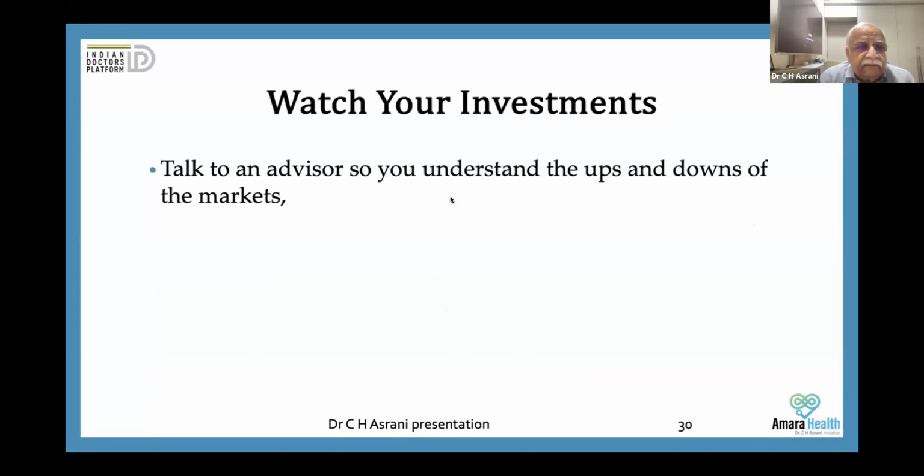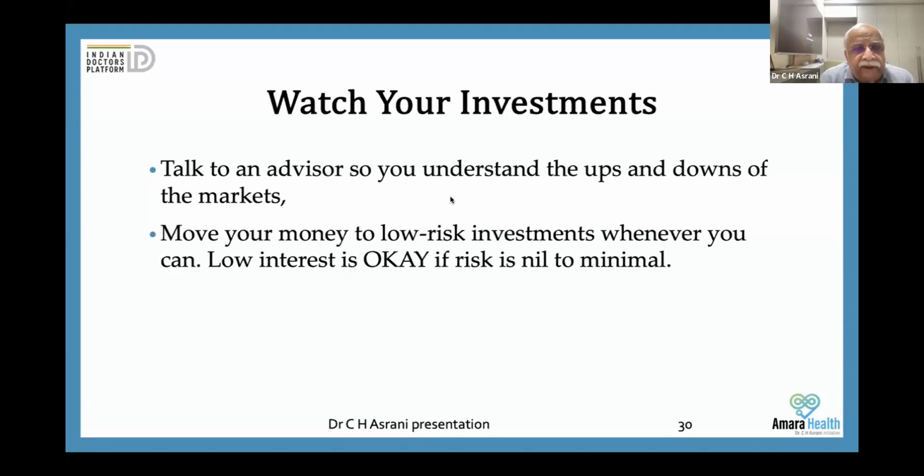Watch your investment. As we talk to a consultant, our friend for our health, talk to a financial advisor, not one of your patients. Nobody from your practice should know how much money you have. An independent financial advisor. So you should understand where to save, where not to save.